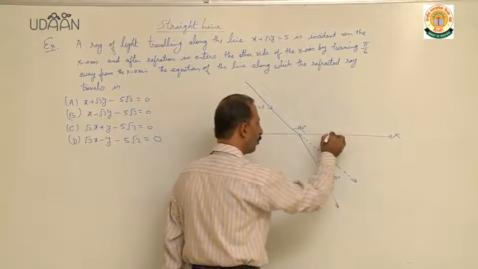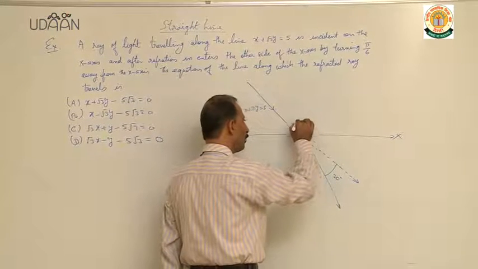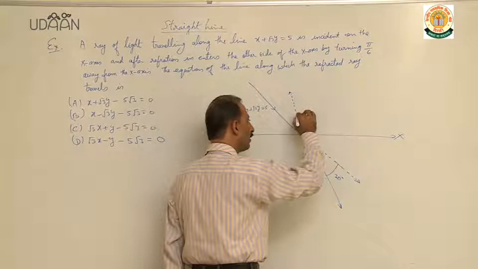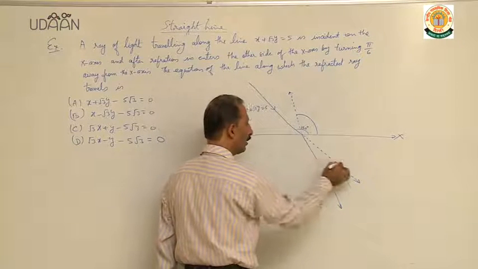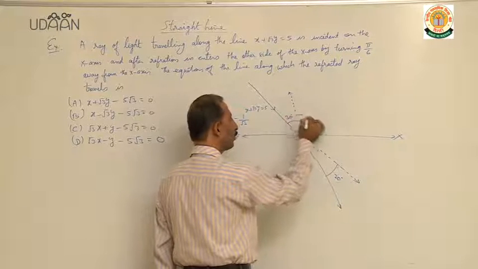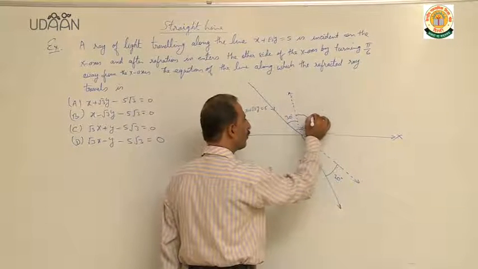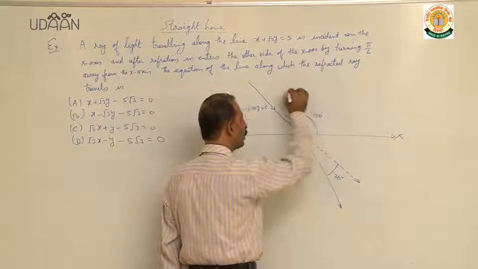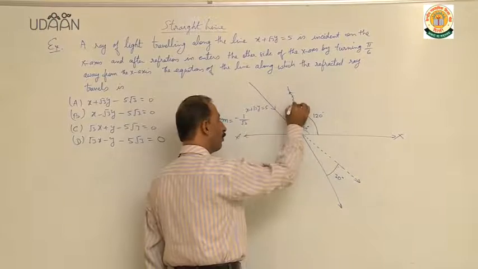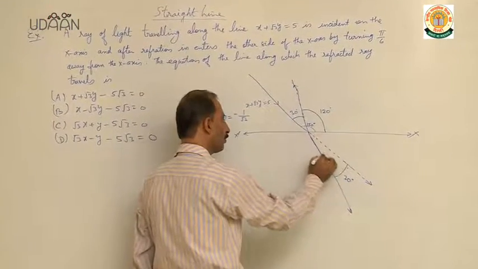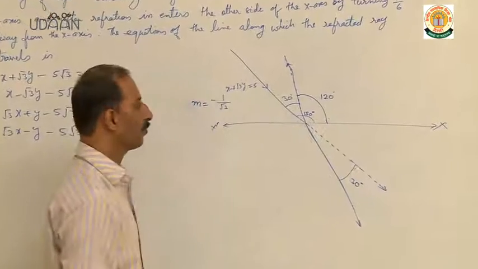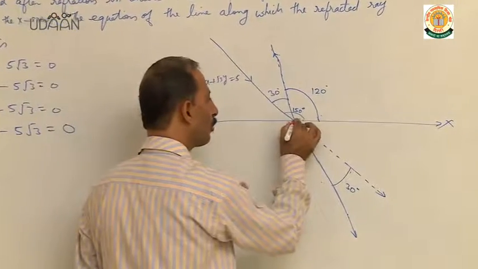So now you know, if I produce it in the opposite direction, you can find this angle. This angle is 30 degree, so this angle is also 30 degree. So this angle you will get how much? 120 degree. So now you already know the line we have to find out. This is the line which makes the angle 120 degree and passes through this point.